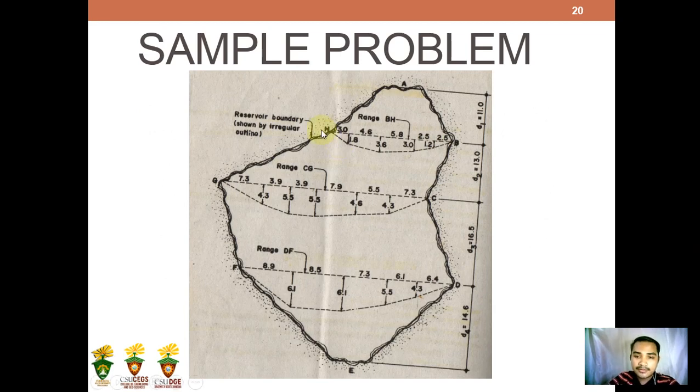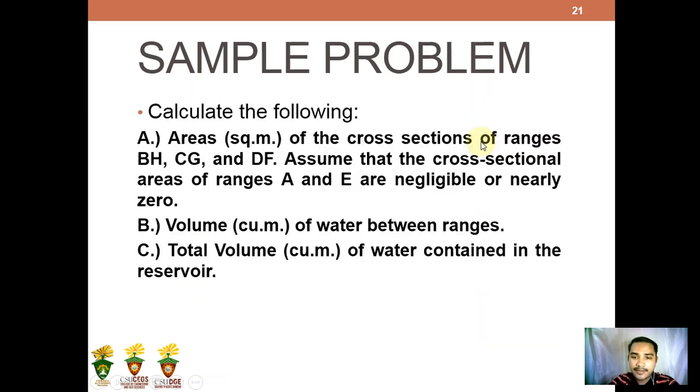So we have here soundings at the range BH, range CG, and range DF, and also the soundings at the specific verticals in the specific ranges is also known, and the distances between two ranges are also given. So we need to calculate the following: the areas in square meter of the cross sections of ranges BH, CG, and DF. Assume that the cross-sectional areas of the range A and E are negligible or nearly zero.